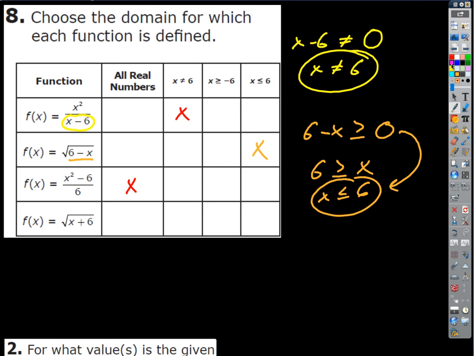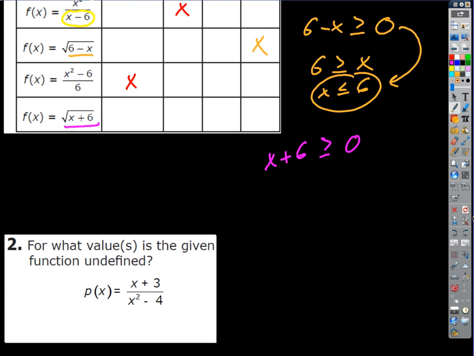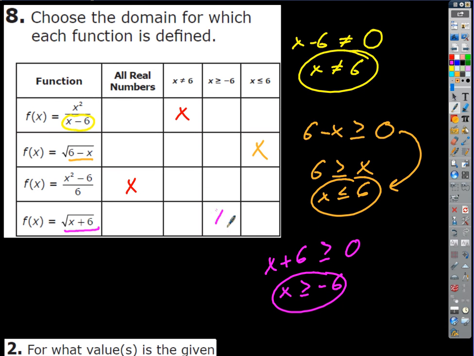What about this guy? It's a square root again. It's got a variable inside the square root, so we got to be careful. So on this one, we know that whatever's inside, which is x plus 6 this time, has to be greater than or equal to 0. So that's pretty easy to solve. What's the one step to get the x by itself? Subtract 6. So I get x is greater than or equal to negative 6. So that goes right there.